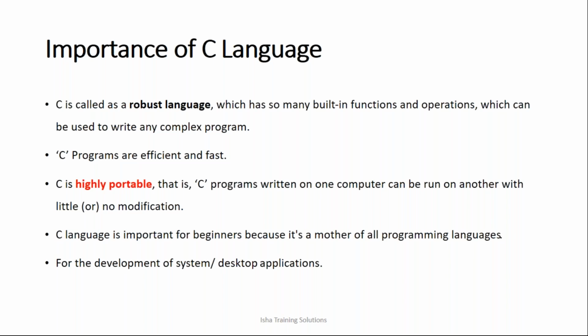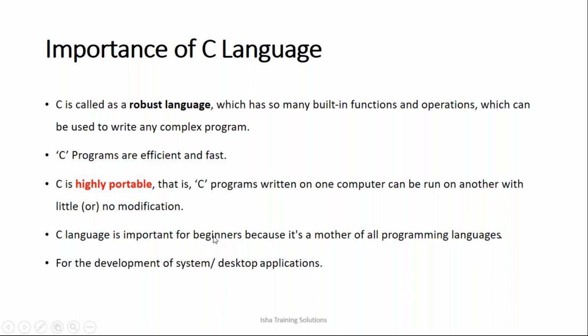C is highly portable. That is, C programs written on one computer can be run on another with little or no modification. Meaning, if you write a program in one editor in your system at home, and you want to use that same program in some other system in some other editor, like Borland C or Notepad++ or something else, there are many editors. We will see different types of editors in coming sessions, and we will understand what they are. So there is no need to change the complete program if you change the editor.